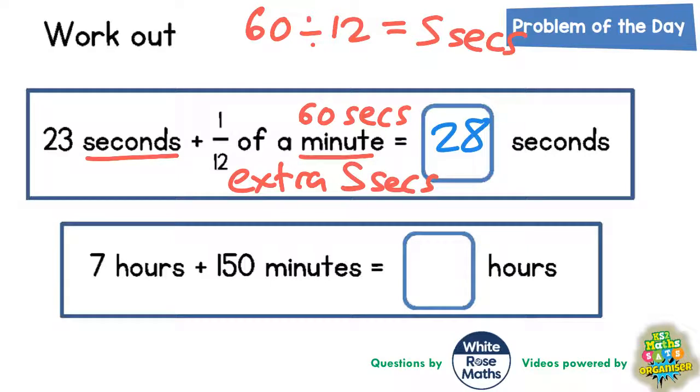Now, on the second one, we're mixing hours and minutes. So what we really need to do, we need to figure out how many hours this is altogether. So what we really need to do is change the 150 minutes into hours.